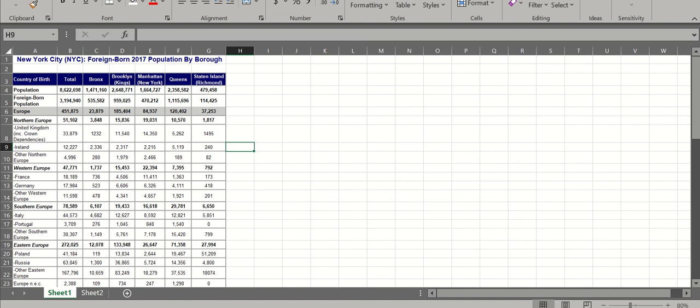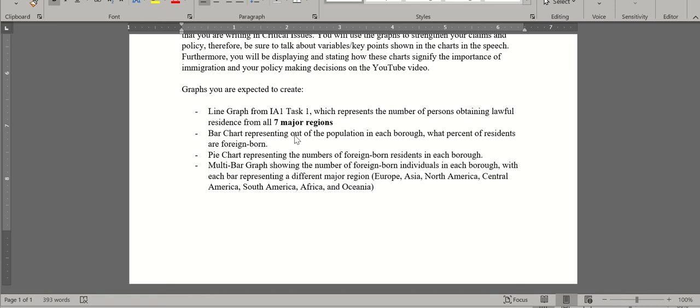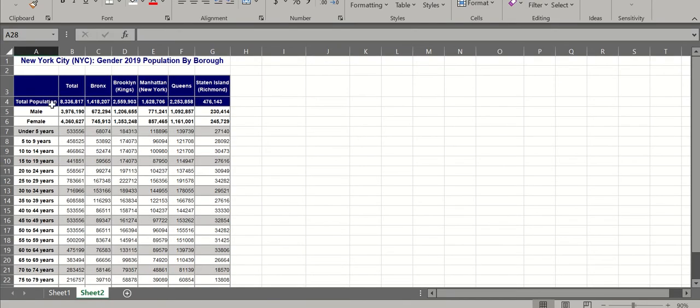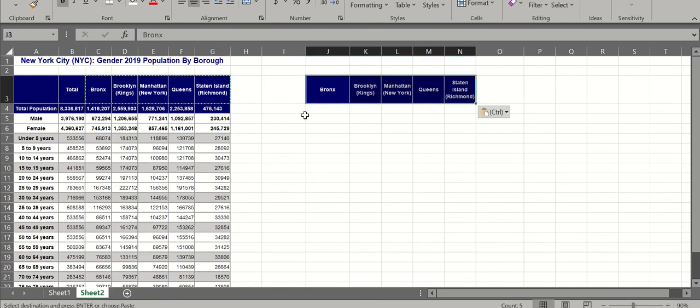So the first one, bar chart representing the population of each borough. Out of the population, what percent are foreign born? Now in the data set that we have right now, we don't have foreign born, but we could pretend we're asking out of the entire population, what percentage are male, right? So let's look at male. What we're going to do is create a separate little table right here, and then calculate out of the total population in Bronx, what percentage was male, right? I'm giving you the number of males, and I'm giving you the total population for each one of them, so you should be able to calculate it, right?